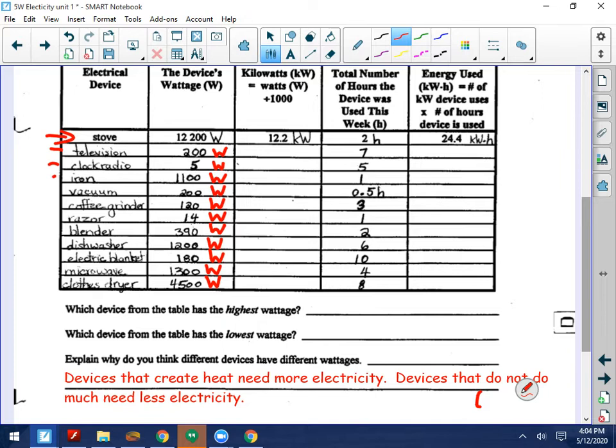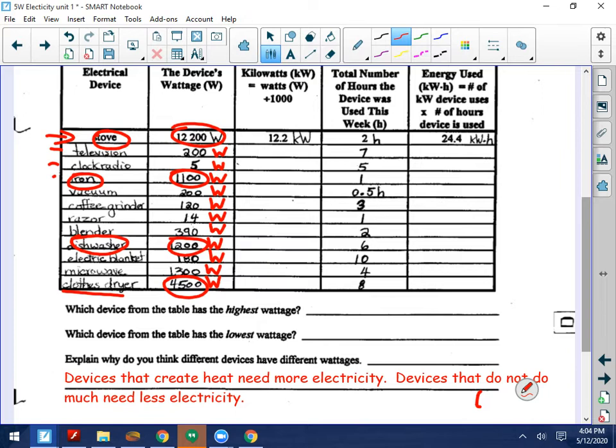Devices that do not create heat need less power. But our stove, that uses a lot of power. Our dishwasher, which has a heater in the bottom of it, that uses a lot of power. A clothes iron, that uses a lot of power. The clothes dryer uses a lot of power.